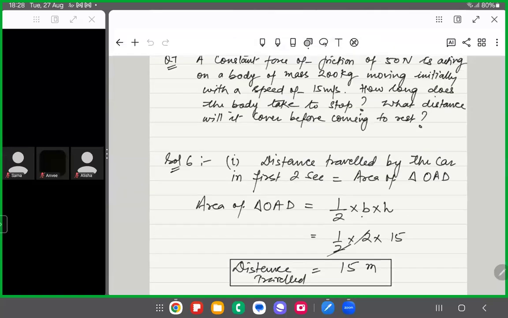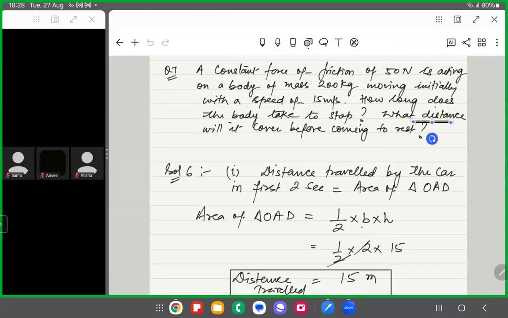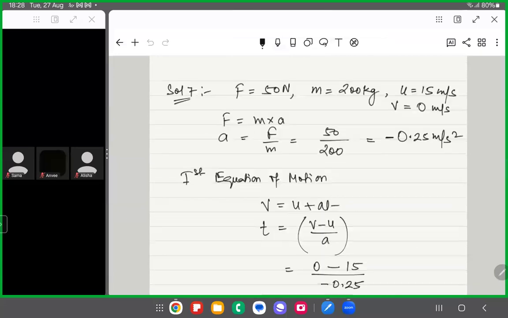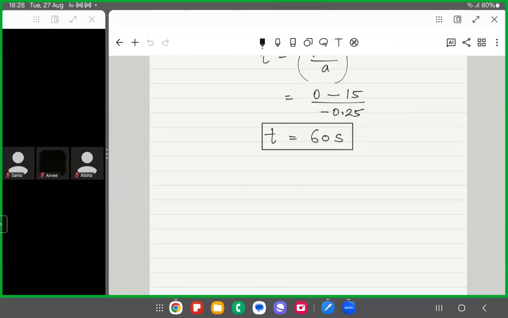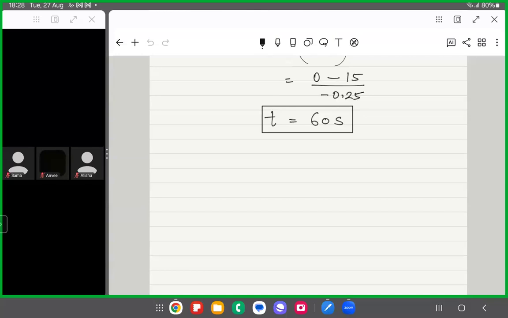Now, in the second part of the question, what do we have to find? What distance will it cover before coming to rest, right? So we have to find how much distance it has covered before coming to rest. For that, you need to find out the distance traveled by the body, and you can use the second equation of motion, that is s is equal to ut plus half at square, right?